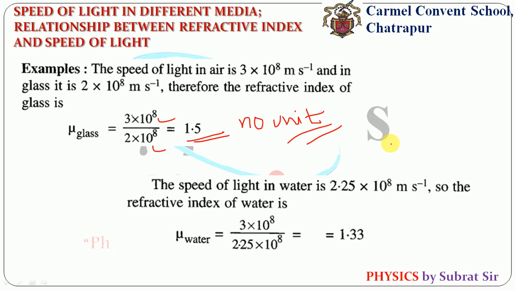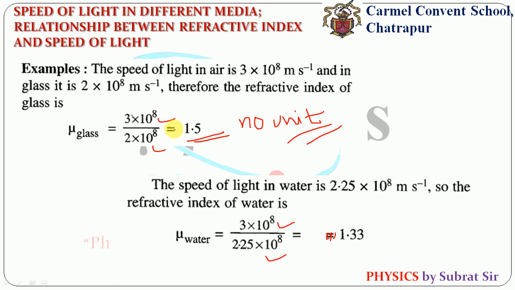For the second example, the speed of light in water is 2.25 into 10 to the power 8 meter per second. The refractive index can be calculated by the ratio of the speed of light in vacuum or air, which is 3 into 10 to the power 8 meter per second, and in water, which is 2.25 into 10 to the power 8 meter per second. The powers cancel, and it gives you 1.33. From these two examples we can say, as I already told, that if the refractive index is more, then the speed of light is less.